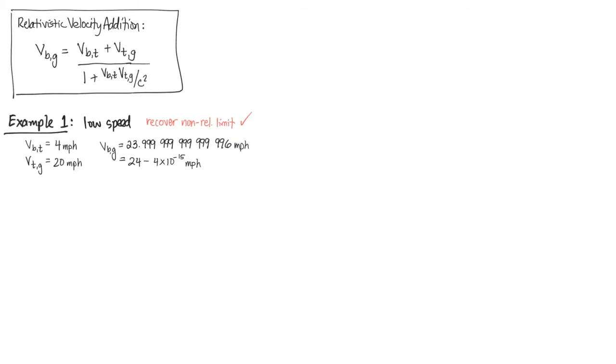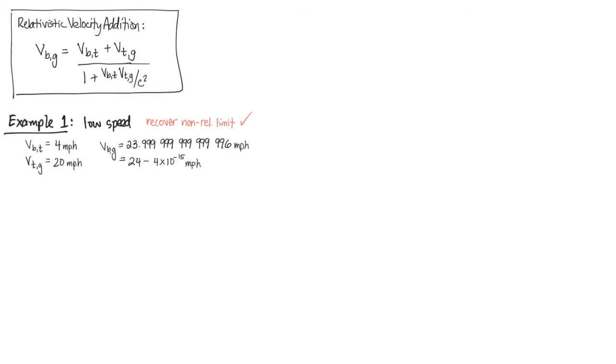Check. And again, the reason for that is that this denominator ends up being 4 miles per hour times 20 miles per hour, which is 80 miles per hour, divided by the square of the speed of light, which is a number that is awfully close to 0. So that when we divide the numerator by 1 plus that quantity, we're basically not touching the numerator at all. Okay, so example 1 passes with flying colors.